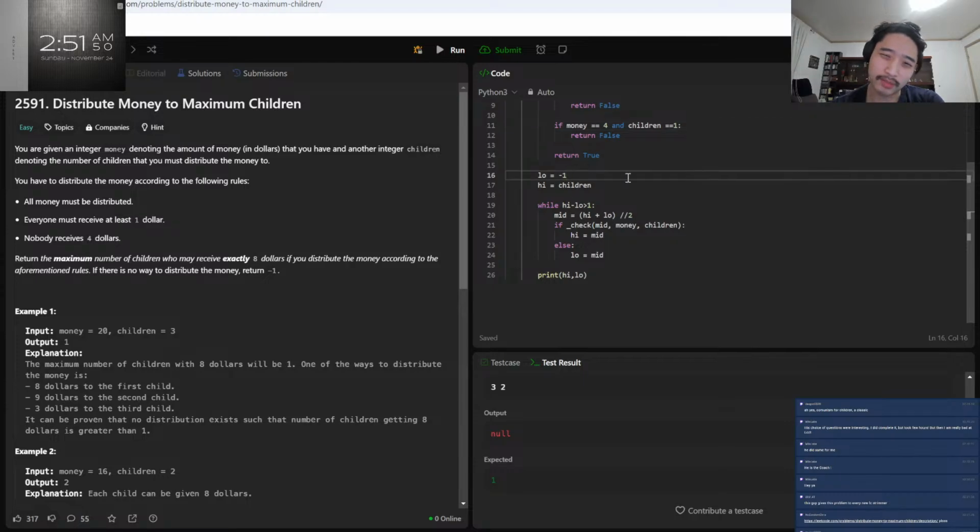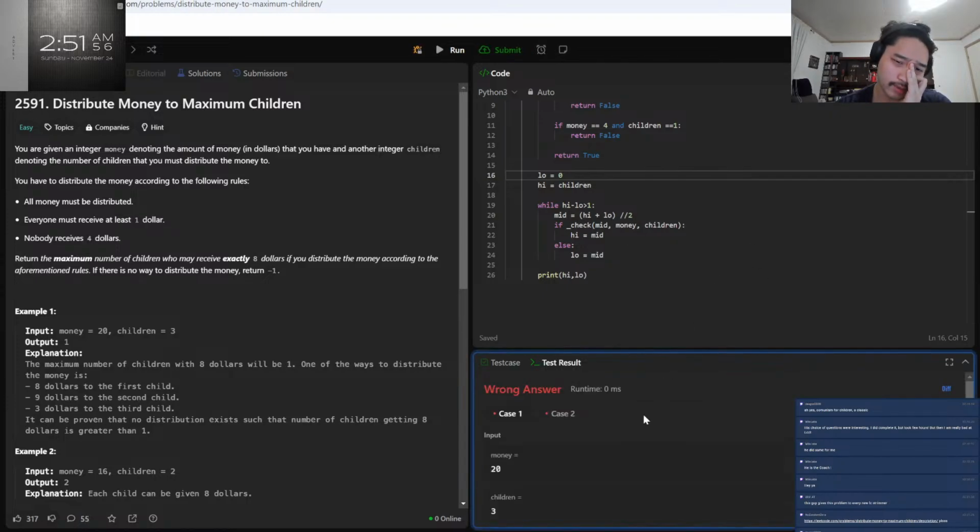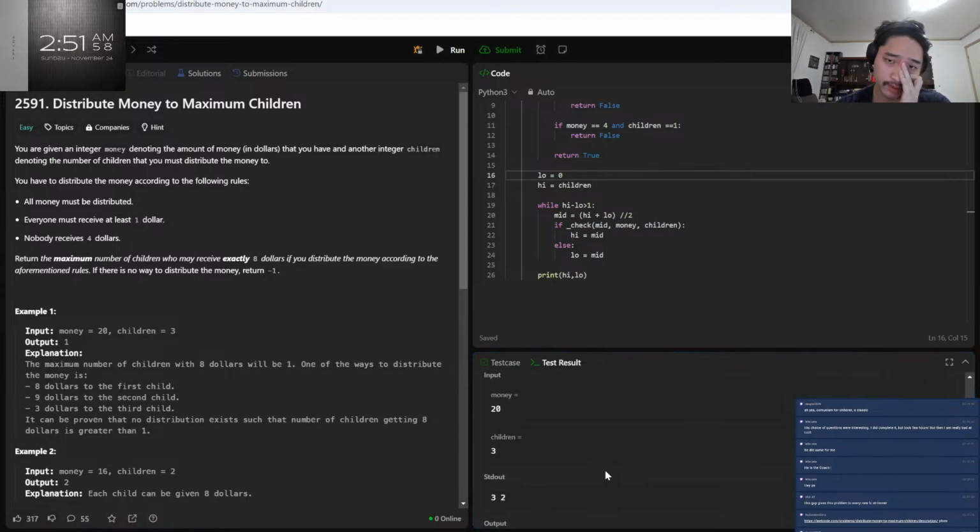Do I need to start at -1? Can I just start at 0? It shouldn't affect anything though. Yeah, it shouldn't affect anything. Because I would return the high, but in this case it's 3, and that's what's confusing. Why didn't you choose 3 and 2?